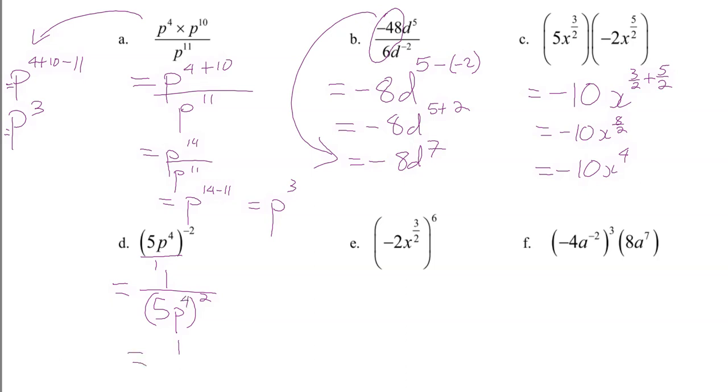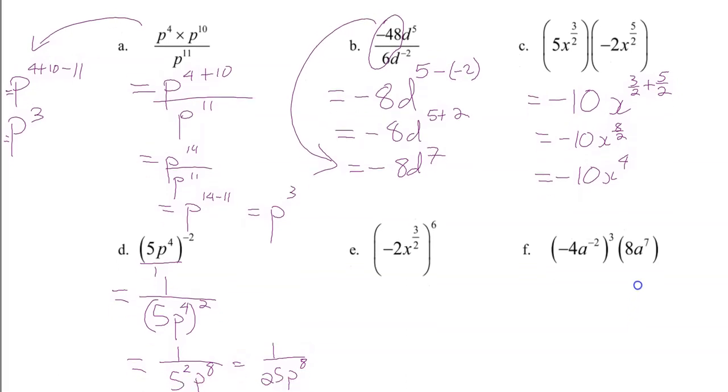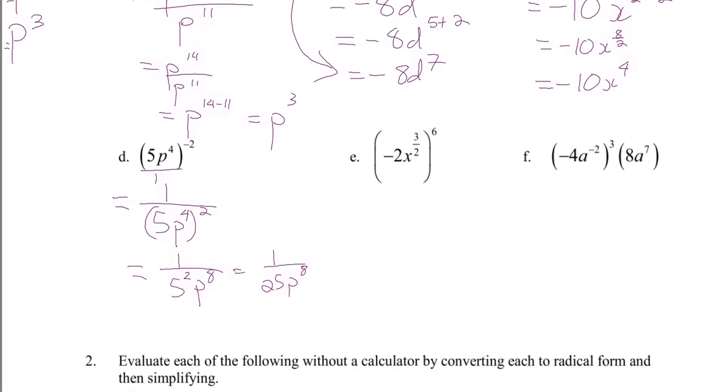We work that out, it'll be 1 over, so it'll be 5 squared p to the 8th, or 1 over 25 p to the 8th. Okay, so that's just simplifying. So in the end, we want to simplify the result. So everything's in brackets. I'm going to do the negative 2 to the 6th, and then the x to the 3/2 to the 6th.